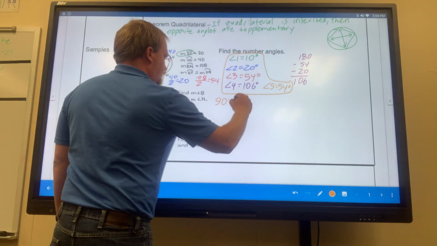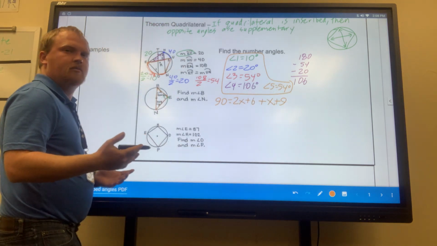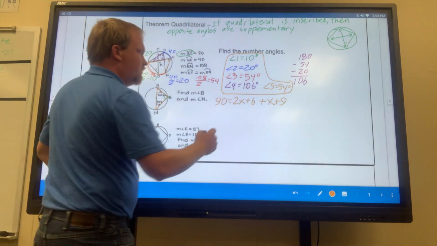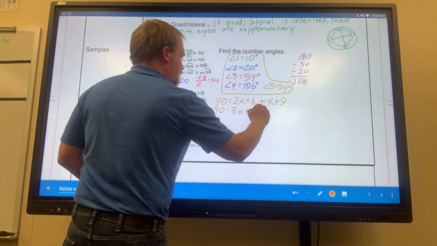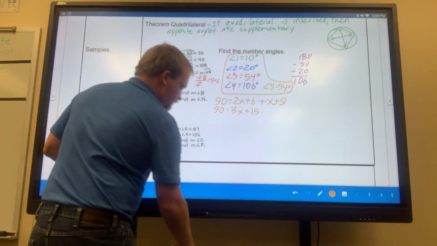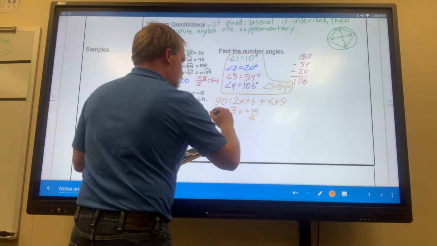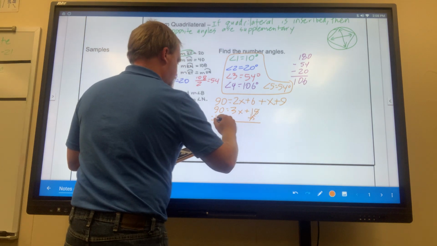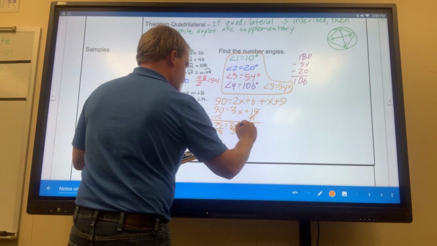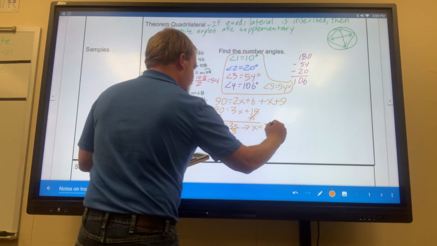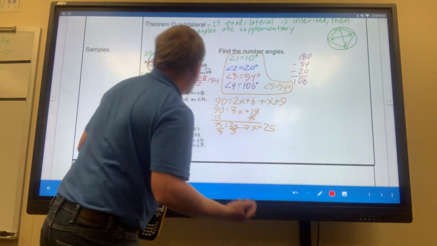Excuse me. 2x plus 6 plus x plus 9. So I want to combine like terms. I get 3x plus 15. Subtract 15 from both sides. That gives us 75 equals 3x. Divide by 3. That tells us that x is 25. Now, is that our answer? No. We've got to plug them in.